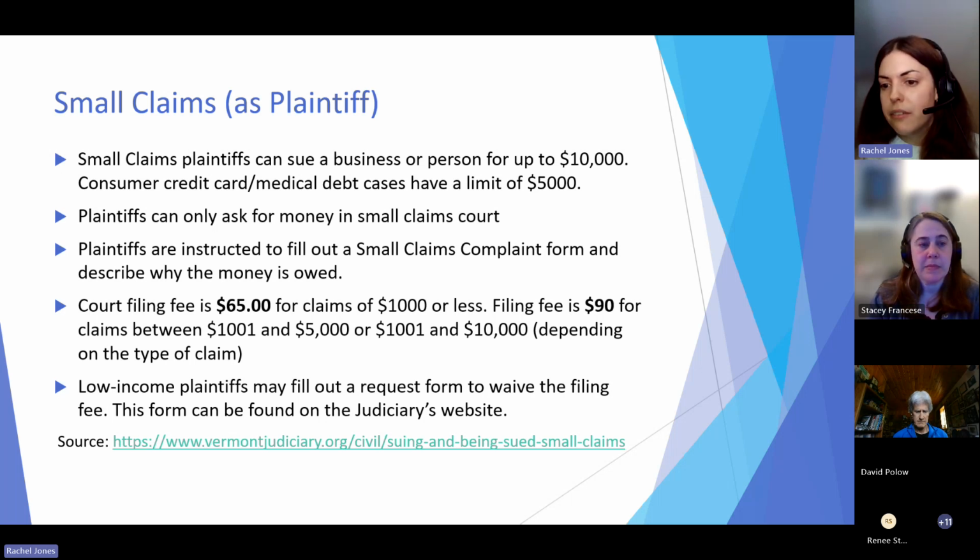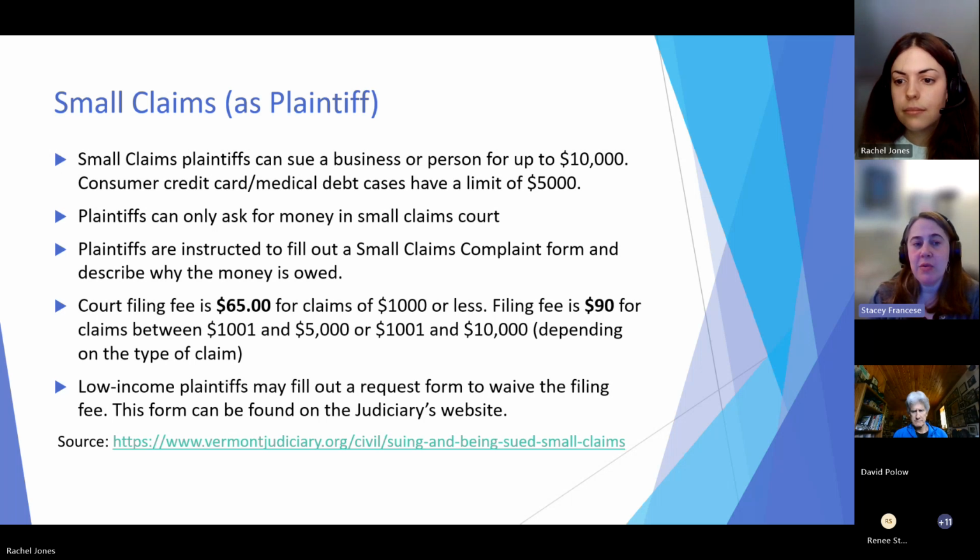And then they would have to pay a filing fee depending on the amount of money that they are claiming in the case. Now, a lot of our clients are low income, so if somebody would have trouble paying the filing fee, they can ask the court to waive the filing fee. There is a request form for waiving the filing fee on the judiciary's website, as well as the other forms that a person would need to file a case in small claims court.